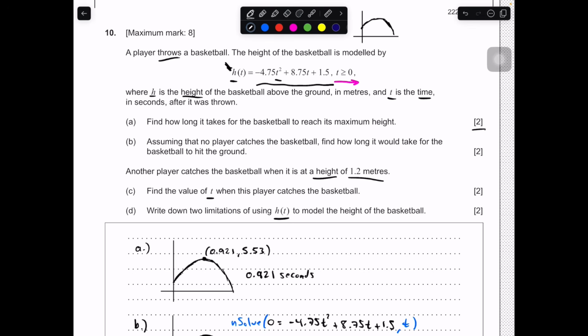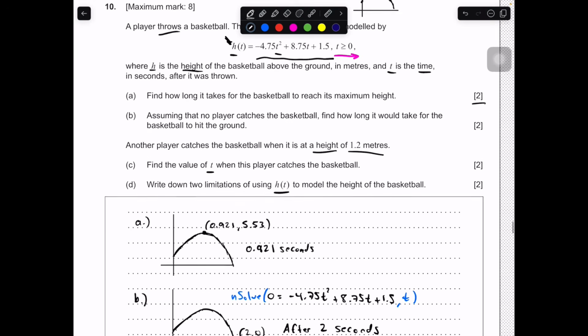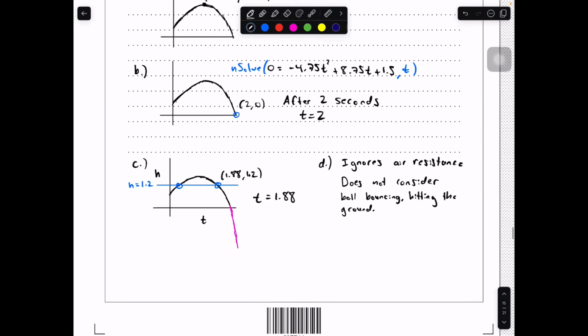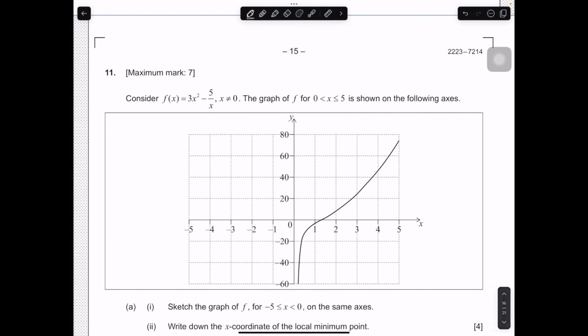All right. Okay, so really not a bad question, actually, especially if you're comfortable with the graphing calculator and graphing tool. Question 11, right here, 7 marks. Consider the function f of x is equal to 3x squared minus 5 over x, where x cannot be equal to 0. The graph of f for x greater than 0 and less than or equal to 5 is shown on the following axes.